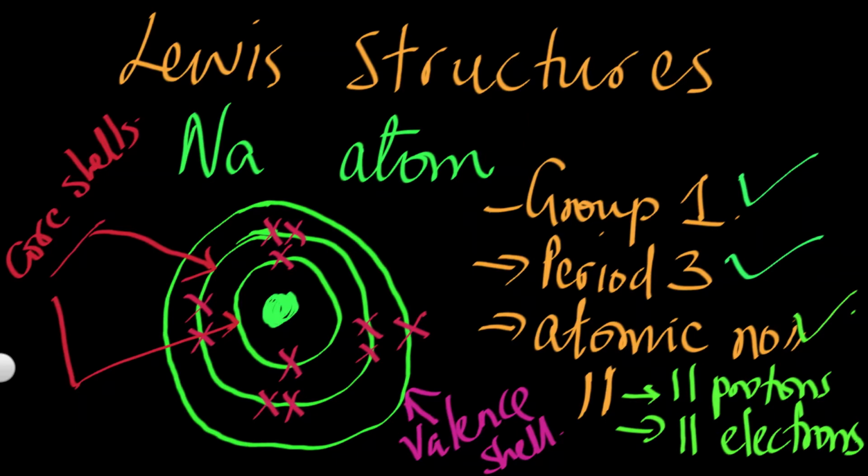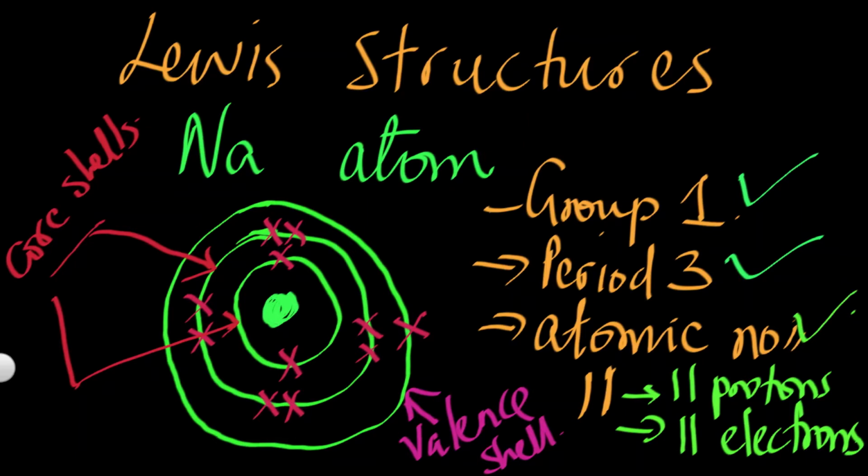The group number tells you. In this case, sodium is in group 1. It has got 1 valence electron. All the elements in group 1, from lithium to sodium to potassium, they all have got 1 valence electron. Same, if you go to group 2, all the elements in there, like beryllium, calcium, barium, and magnesium, they all have got 2 valence electrons.